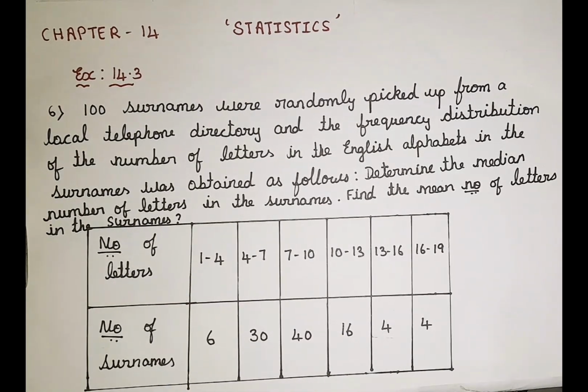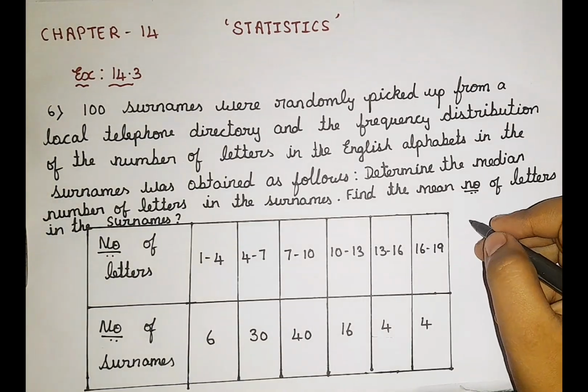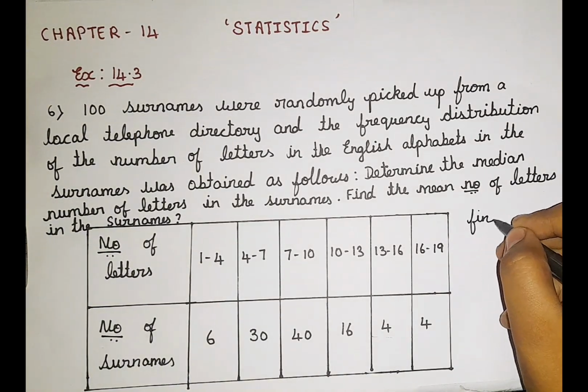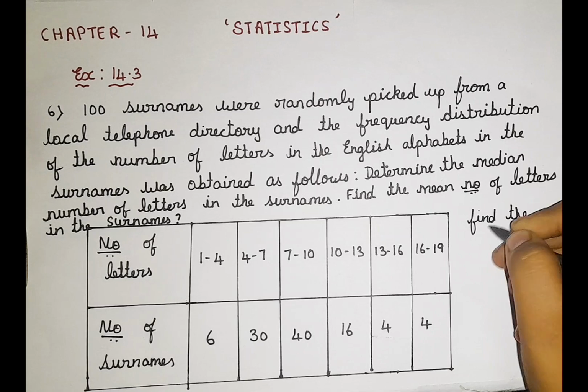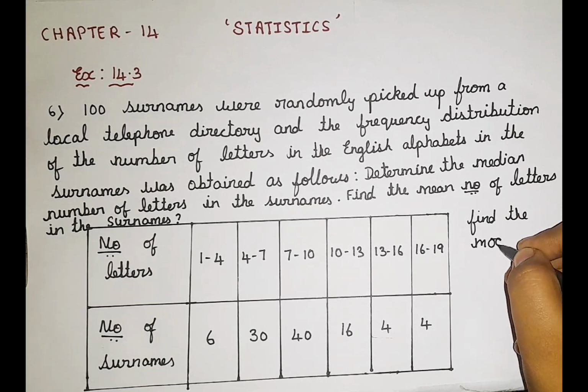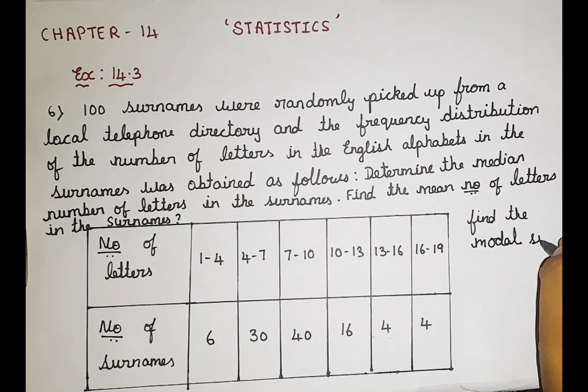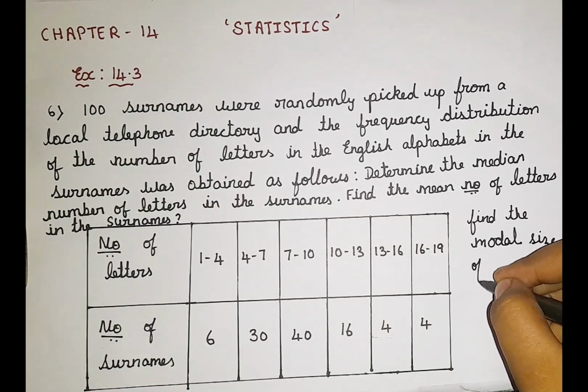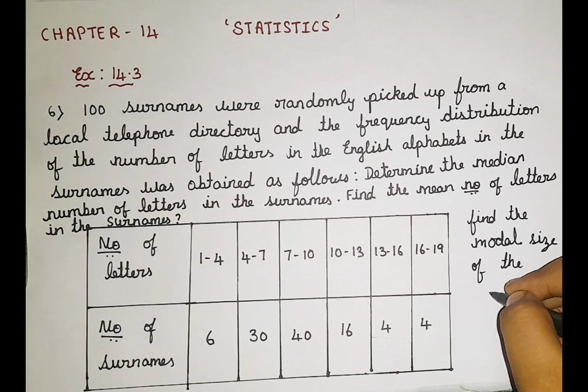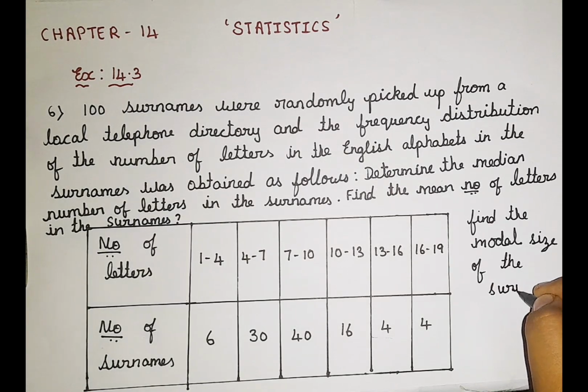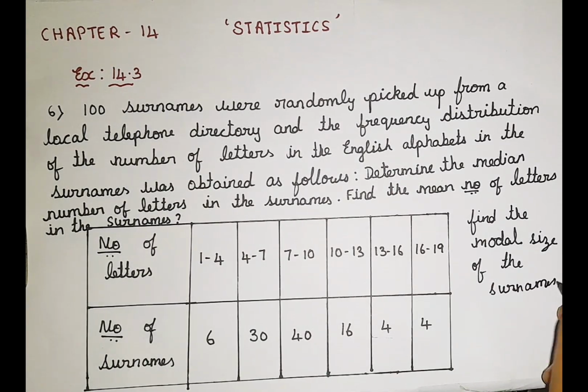Wait one second, we are supposed to find the mode as well. Okay, so this is a part of the question, I forgot to write it, of the surnames. So here we are supposed to find mean, median and mode. So we are supposed to find mean, median and mode. So first of all, let's find median.